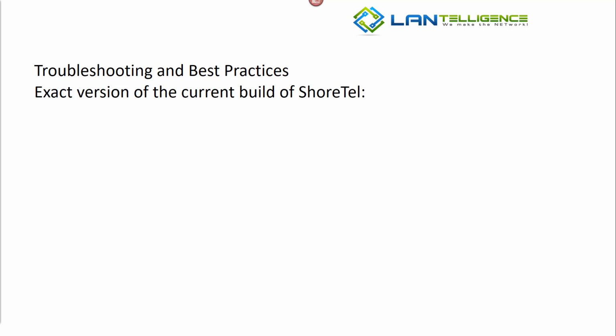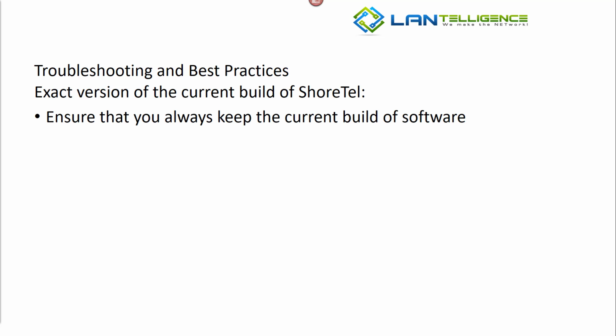All right, so the exact version of the ShoreTel build. Always make sure you have a copy of that build of software. Typically when we do a deployment, we'll have two copies: the old, previous version, and the new version running on it. When we do an upgrade, we always keep the old version in case we have to do a rollback during the upgrade process, and we also have the new one on there. But keep it off the system.